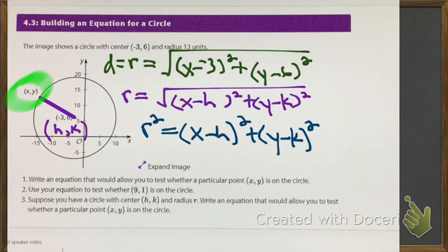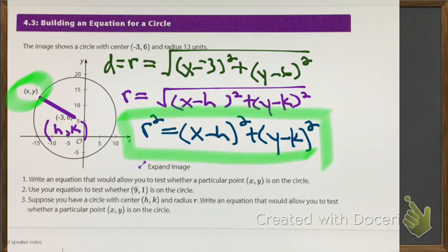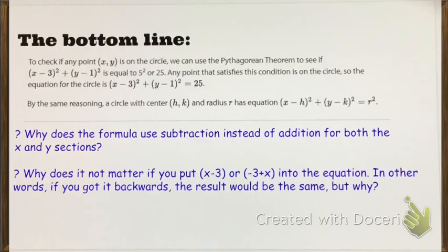That truly is the equation of a circle. The radius squared equals x minus h squared plus y minus k squared, where h and k are the x and y coordinates of the center. X and y represent any point on the circle, and the radius is the radius. All right, so bottom line here, to check if a point is on the circle, we use the Pythagorean theorem to see if it's there.